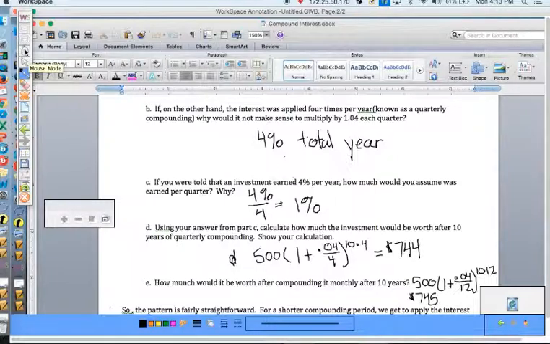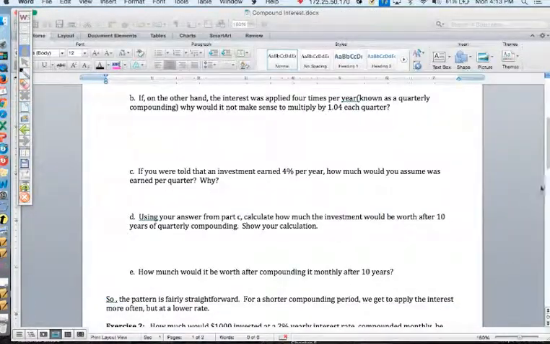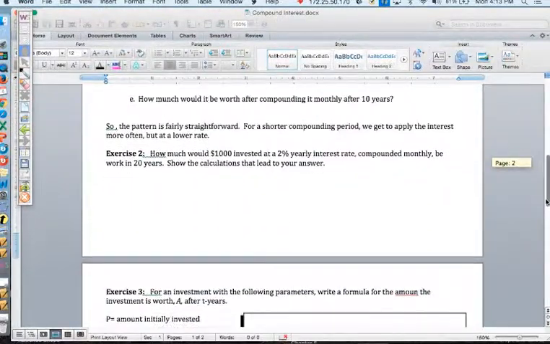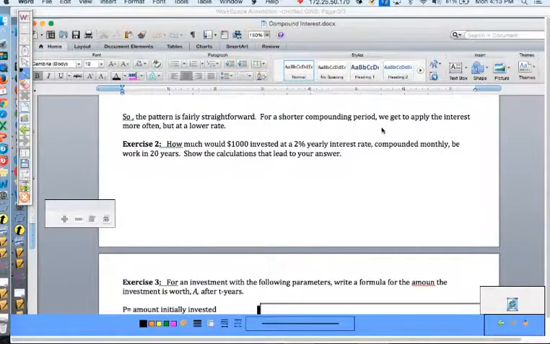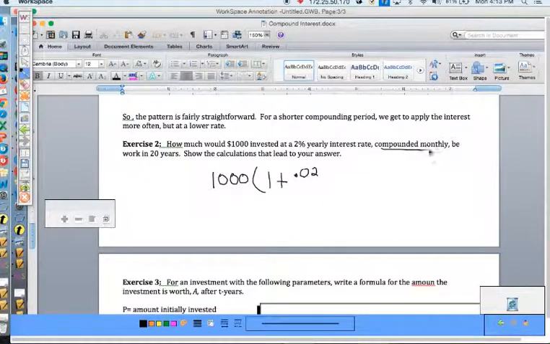So as you guys can see here, it does make a difference. And as it says on this next part, for a shorter compounding period, we get to apply the interest more, but it's at a lower rate. So exercise 2, you invest $1,000. It's 2%, but it's compounded monthly, so we divide that by 12. So that's each time it's checked, and it's checked at a total of 20 times 12.